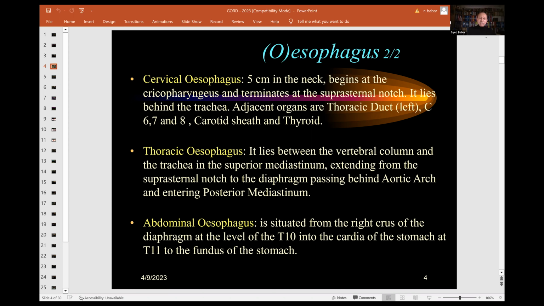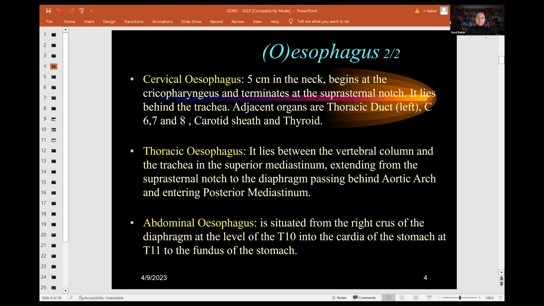The thoracic esophagus lies between the vertebral column and the trachea in the superior mediastinum, and it starts from the suprasternal or the jugular notch of the neck right to where the diaphragm is pierced behind the aortic arch, and then it enters the posterior mediastinum.